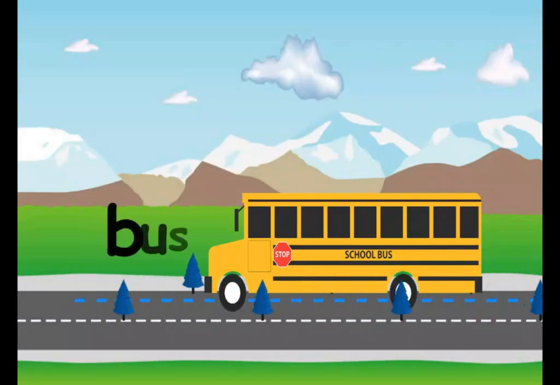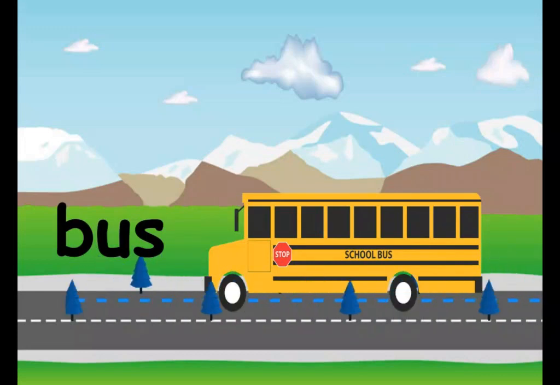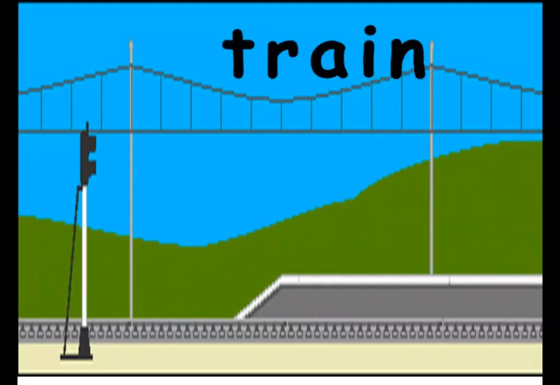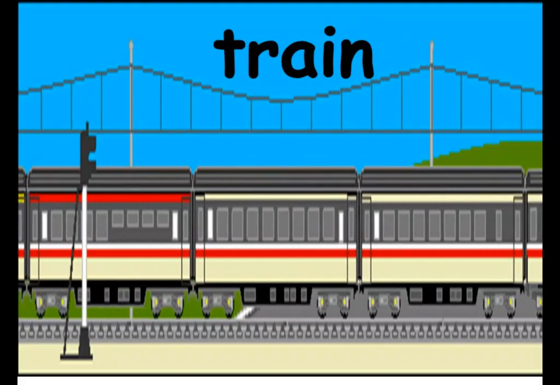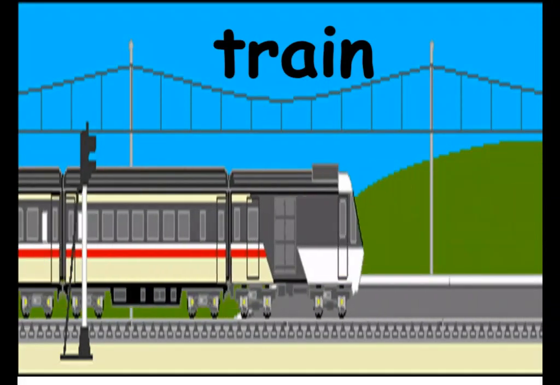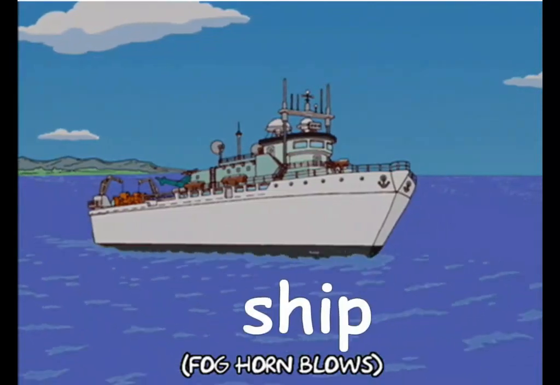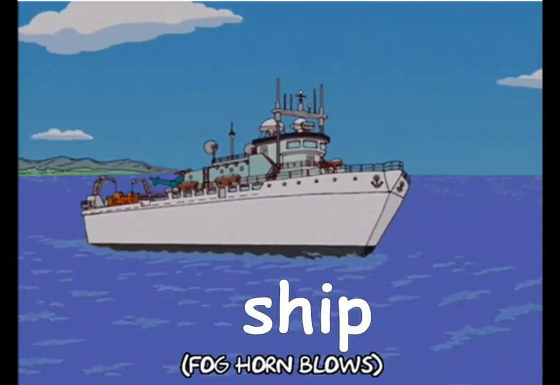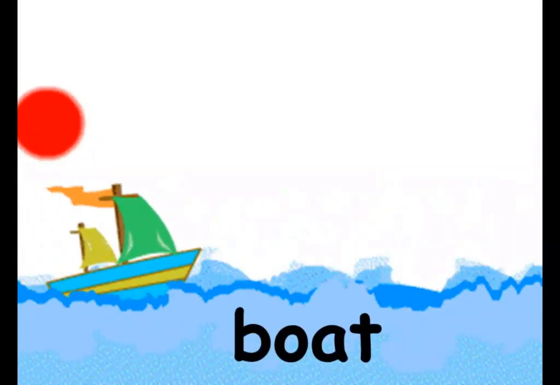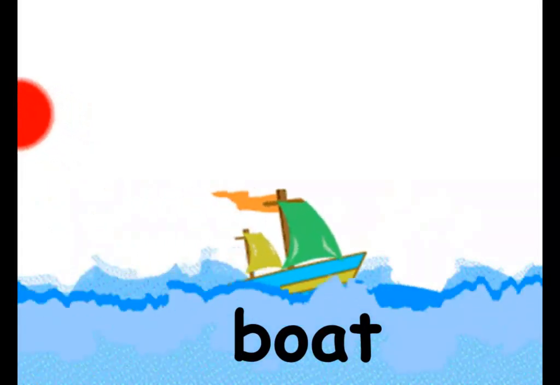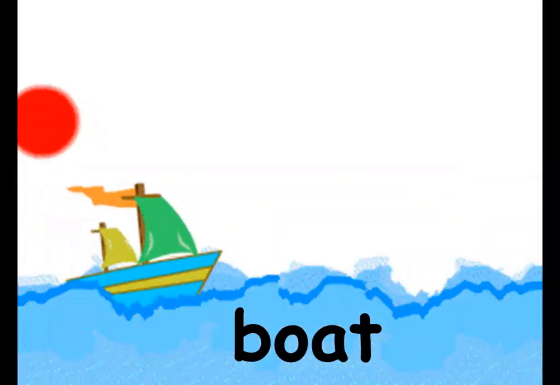And this one is a bus. And this one is a train. See the train? Read, train. And this one is a ship. And this is a boat. See? It's smaller than the ship. Boat. Read, boat.